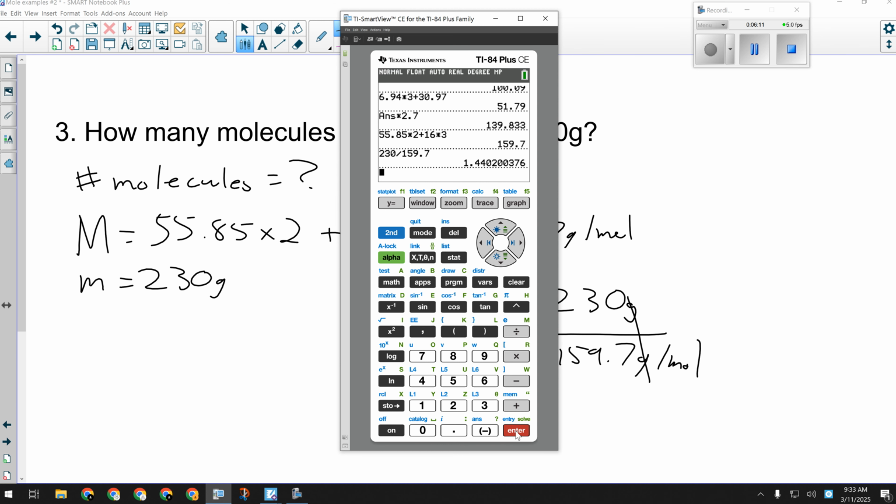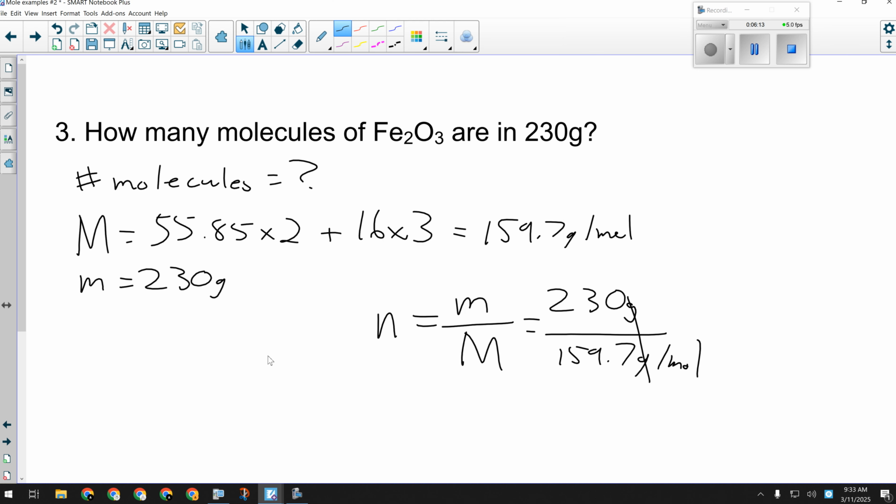Okay, so I have 1.44 moles. I'm keeping all those decimals in my calculator, remember? They're going to be important because I'm going to multiply that very little number by a really big number, 6.02 times 10 to the 23. So all those decimal places, believe it or not, make a difference. We're talking about a gigantic number here.